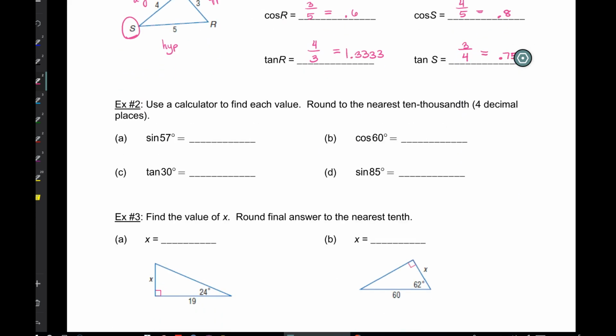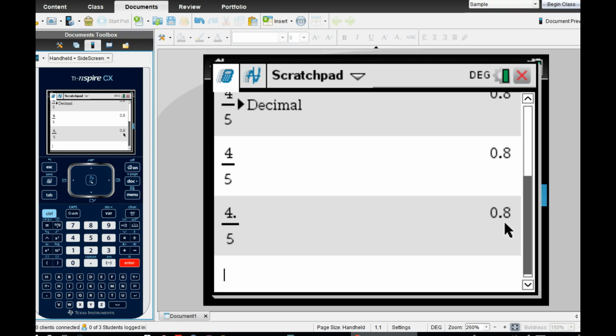Okay, example number 2, we want to use a calculator to find each value, round to the nearest 10,000th, which is 4 decimal places. If you look at my calculator up in the right-hand corner, it says degree. Yours probably says radian. So we want to change your calculator settings so that it's in what we call degrees.